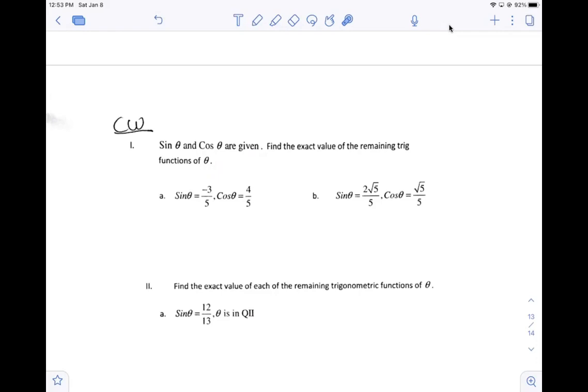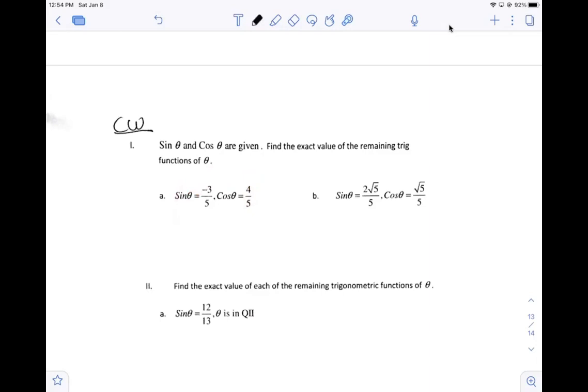So looking at number 1a, it tells us that the sine of theta is equal to -3/5, and the cosine of theta is equal to 4/5. Notice that the sine is negative and the cosine is positive. With these problems, I like to start with the easy thing first, which is to figure out what quadrant I'm in. It doesn't look like it's telling you that, but it is, because there's only one quadrant that can have this unique combination where the sine is negative and the cosine is positive.